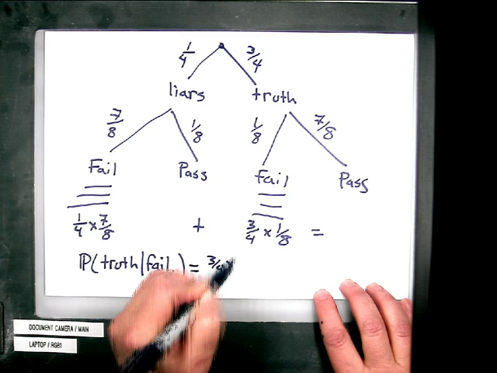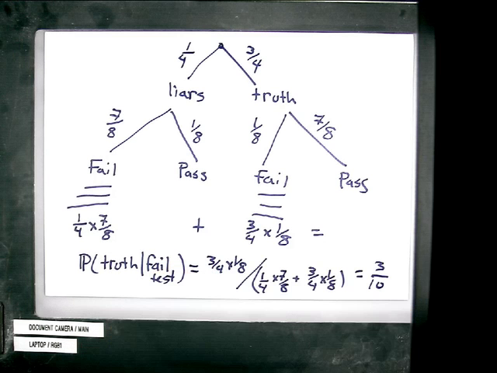And that is 3/10. So it should have been roughly 30%, and because we've got small numbers here, roughly 30% of the people who failed were actually telling the truth. That's what we'd expect. We had 8 of you who failed. We'd expect 2 of you to have actually been telling the truth. Only 1 of you was telling the truth.